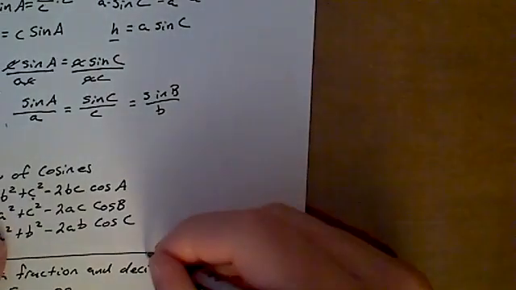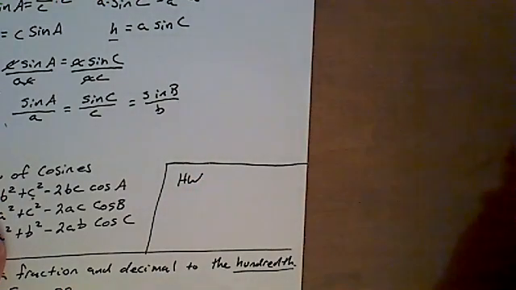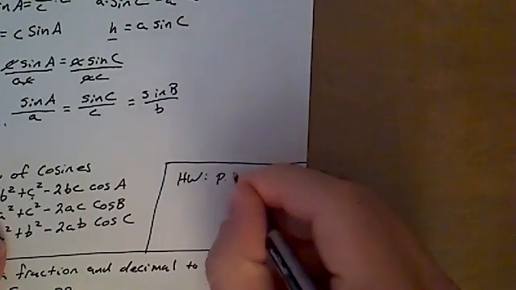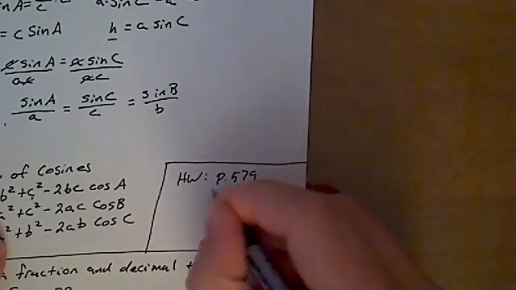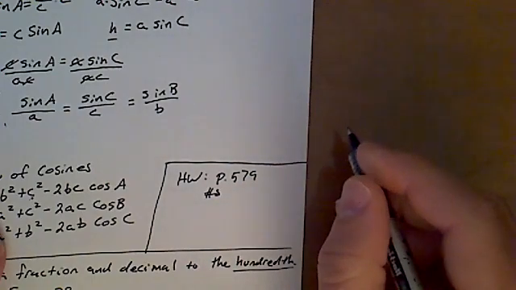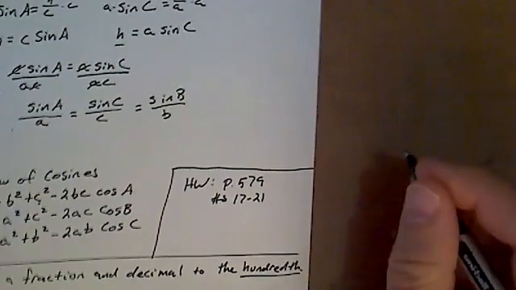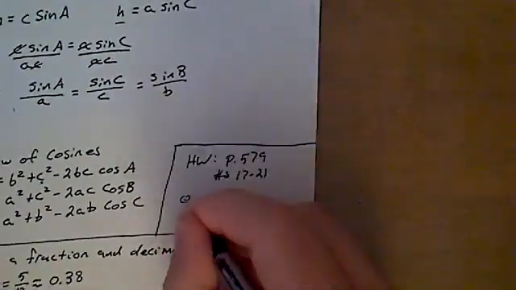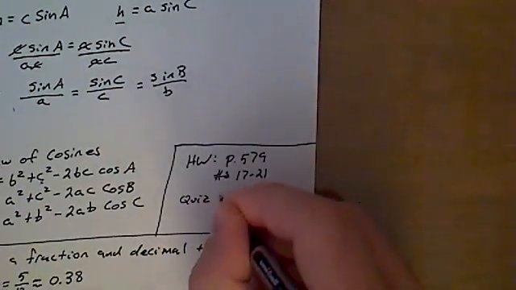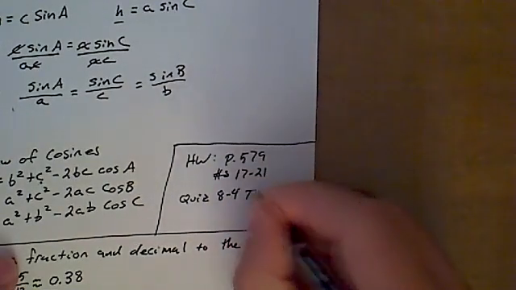All right, that is all for today. Your homework is on page 579, and it is numbers 17 to 21. That's due by 8 tonight. And you have a quiz on just 8.4, not the stuff we covered today, tomorrow.